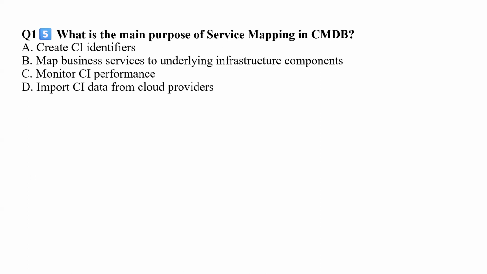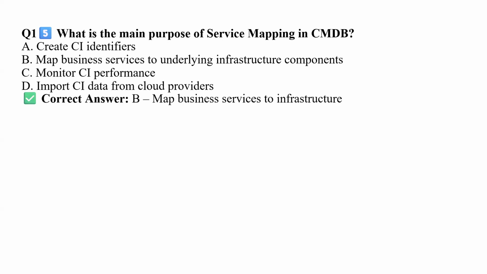The next question is, what is the main purpose of Service Mapping in the CMDB? Option A, create CI identifiers. Option B, map business services to underlying infrastructure components. Option C, monitor CI performance. Option D, import CI data from cloud providers. The correct answer is map business services to infrastructure.